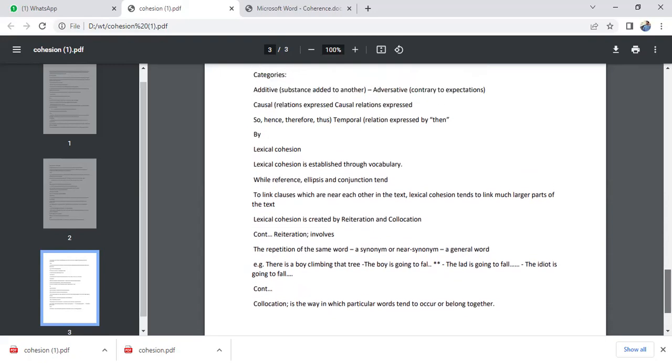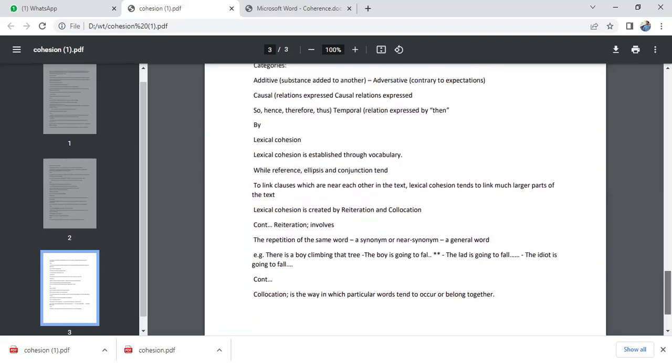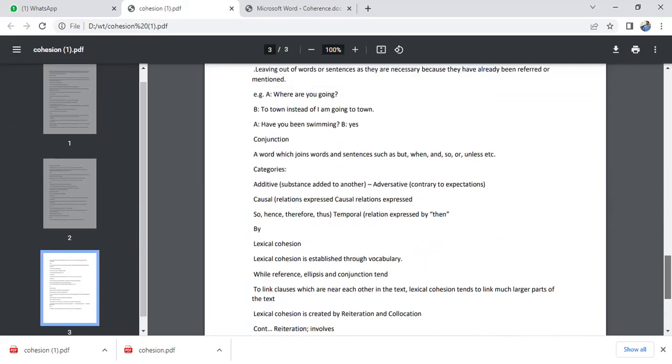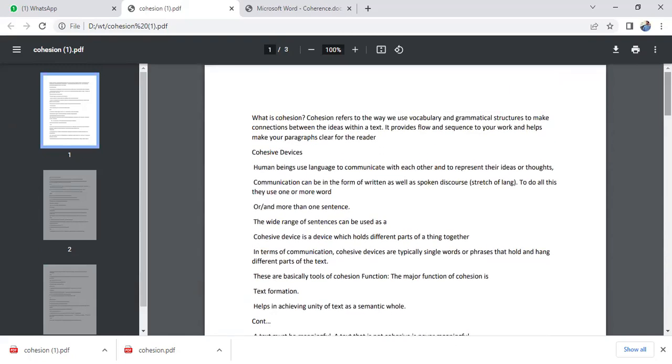Sometimes some words are collocated. Sometimes some words tend to occur together. So they are also one of the techniques or methods through which you can bring cohesion in your writing. So far we have discussed substitution, pronouns, transitional devices, ellipses. These are the methods, the techniques through which you can bring cohesion in your writing, and it will ultimately bring unity in your writing, and it will eradicate confusion.